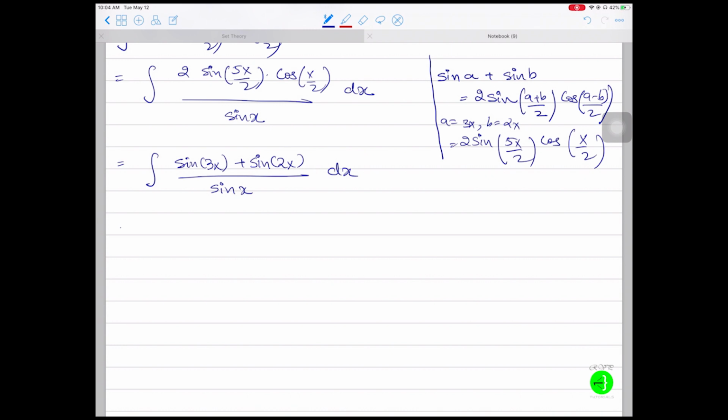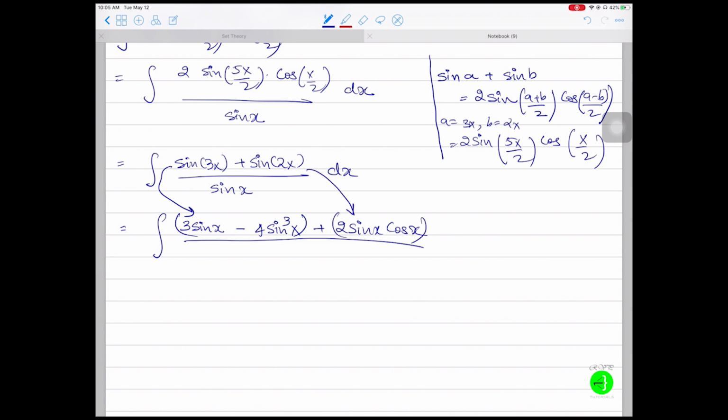Then again, using the trigonometric identity, sine of 3x is 3 times sine x minus 4 sine cubed x, plus 2 sine x cosine x. The first term is for sine 3x and the second term is for sine 2x, divided by sine x dx. Now we divide by sine x and our question becomes really simple. You have 3 minus 4 sine squared x plus 2 cosine x dx.